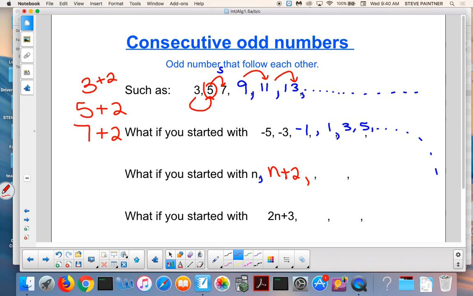Okay, but hang on now. What's the next one after n plus 2? N plus 4. Now, if you don't know how I got to n plus 4, let me show you. I took the n plus 2, and I said the next odd integer would be how much bigger? 2 bigger. So that's n plus 4. What would be the next odd after the n plus 4? N plus 6. Then n plus 8, dot dot dot, forever. I just want you to know this. Every odd number is 2 bigger than the previous one.